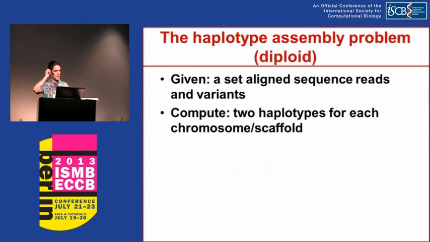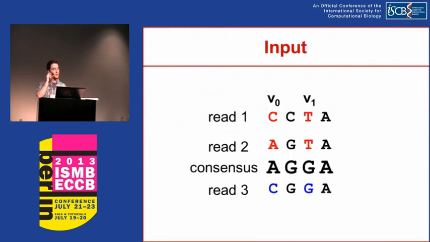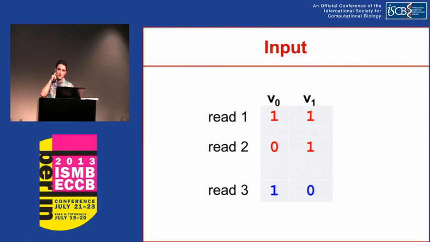Informally, we can describe the haplotype assembly problem as: given a set of aligned sequence reads and a set of variant calls, we want to compute 2 haplotypes for each chromosome or each scaffold. So very simply put. Okay, so the input is a set of aligned sequence reads. Here's a small example. Now we convert the alleles that are in the sequence reads to 0s and 1s. So 0 is the reference allele, 1 is the alternate.